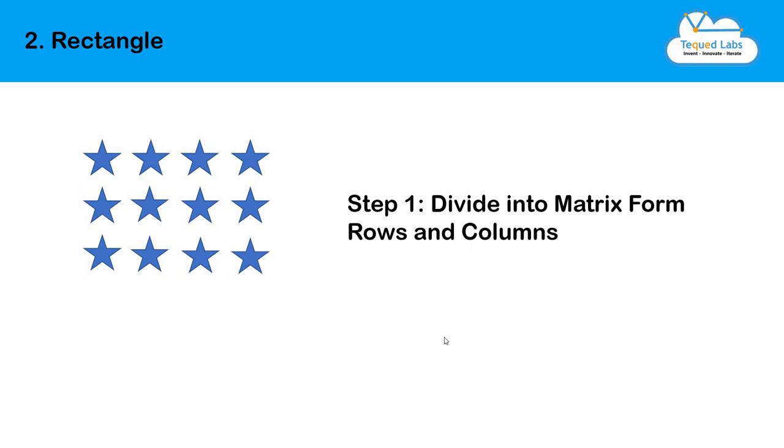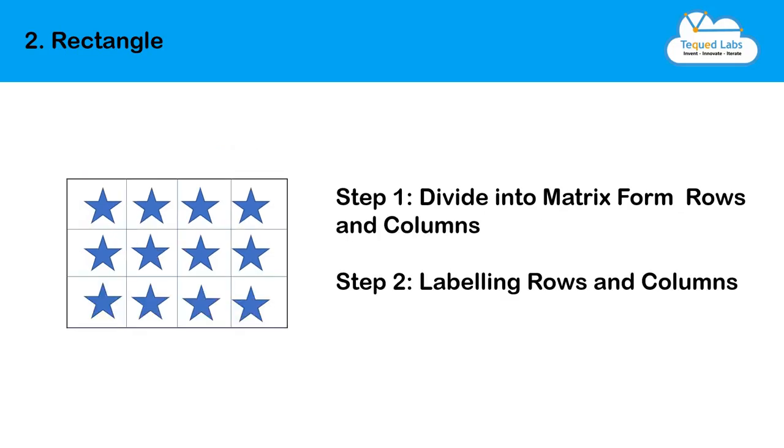Moving on to the next basic pattern, which is a rectangle. The first step would be to divide the entire pattern in the form of rows and columns. The second step would be to label the rows and columns.